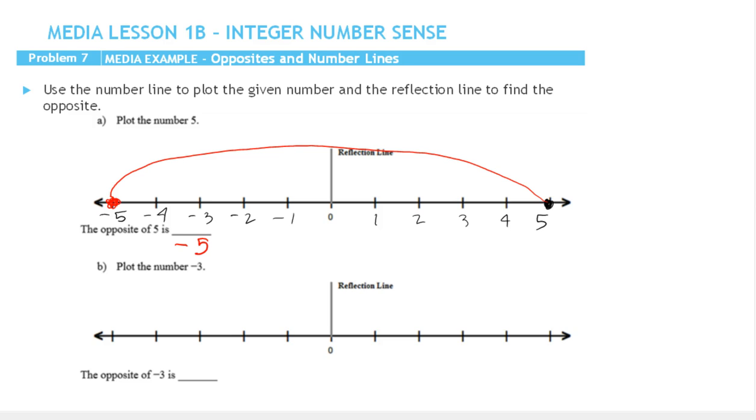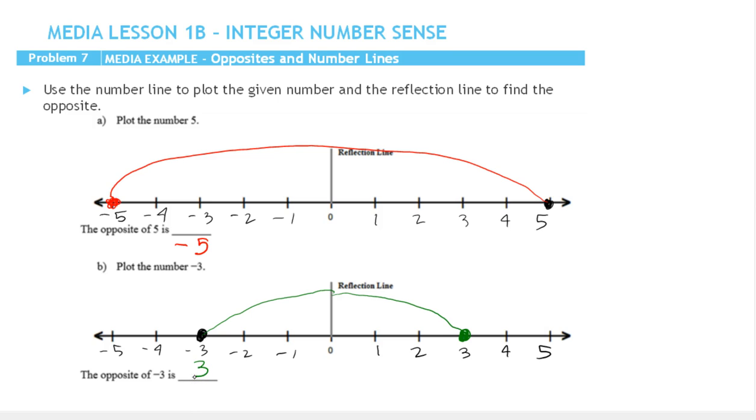Now for the next one, we want to plot the number negative 3. So I'm going to label my number line. And now the positive direction. And here's negative 3. Now let's use the reflection line. I'm going to go to the reflection line. This is a distance of 3, and now I'm going to do a distance of 3 here. So notice the symmetry that you get from this mirroring reflection effect. So the opposite of negative 3 is positive 3.